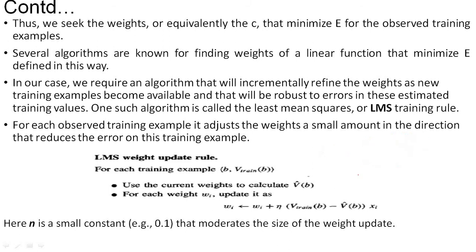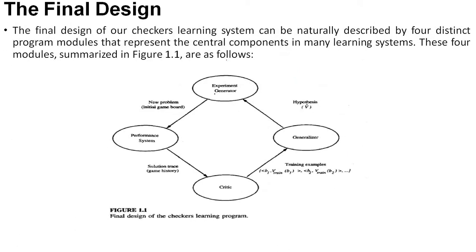Let us come to the next and final step of the design of machine learning, that is the final design. Till now we have learned 4 distinct steps of machine learning and this is the final step. Here we have 4 important modules in the final stage of any design: experimental generator, generalizer, performance system, and critic. It starts like this: first the performance system, then critic, then generalizer, and then experimental generator.